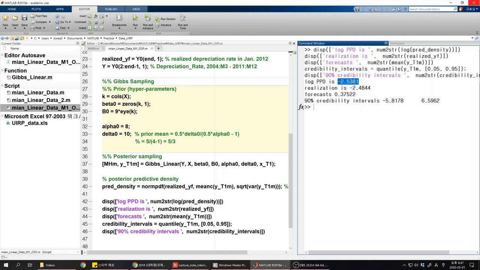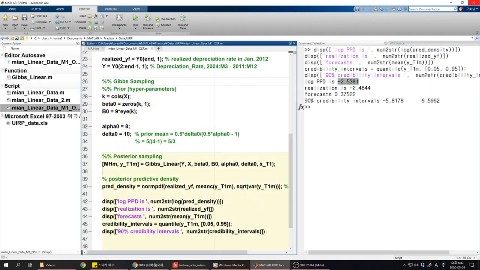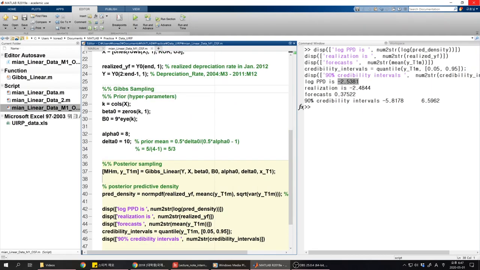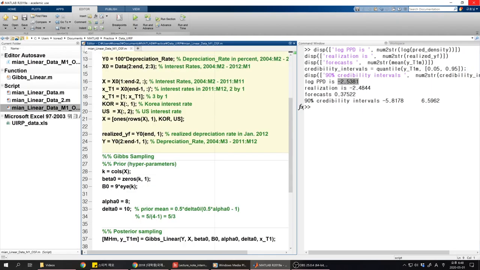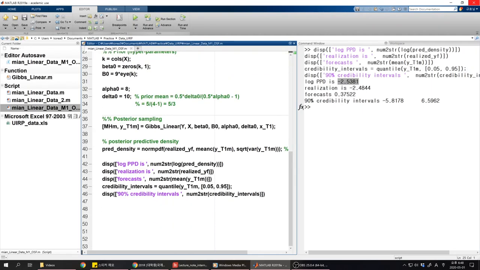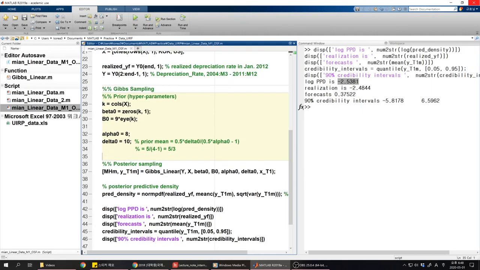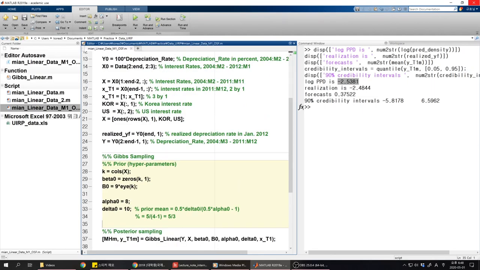And the PPD is here. Okay, so again, as I told you, predictive accuracy is totally relative. So there must be a benchmark, another model to be compared. So we are going to try the interest rate differential between these two countries. Currently we have two interest rates, Korean interest rate and US interest rate. Now we are going to try the intercept term and Korean interest rate minus US interest rate.